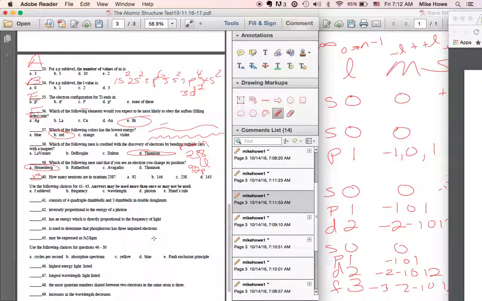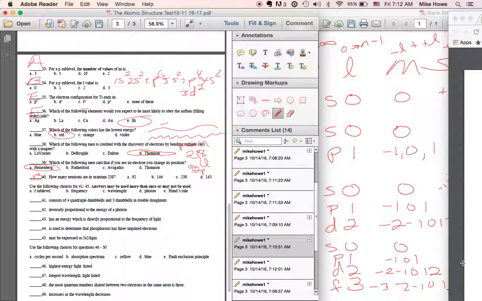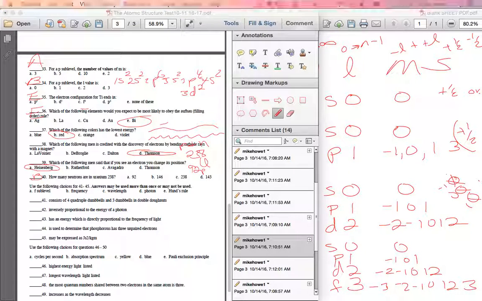Okay, 4 quadruple dumbbells and 3 dumbbells and double donuts, which really is 7 different orbitals. So if you look over here, you got F sublevel 1, 2, 3, 4, 5, and you can't see them over here, but 6, 7. I can move this periodic table the rest of the way off the screen here. Okay, so 7 orbitals. So that's an F sublevel. So number 41 would be A.